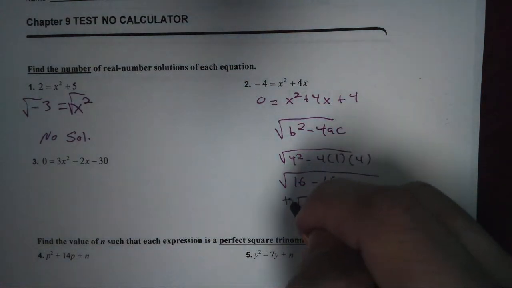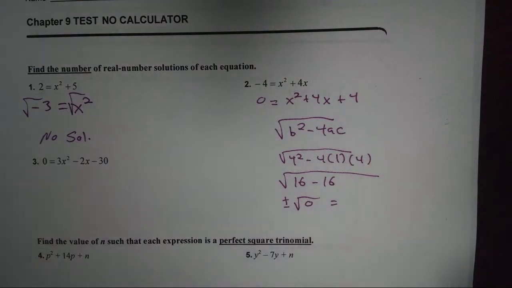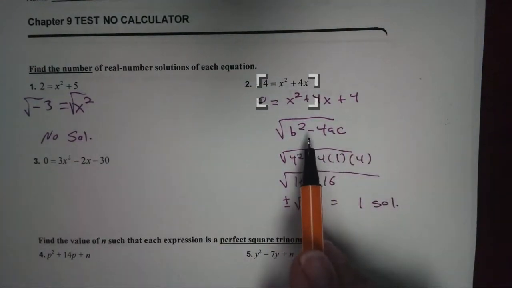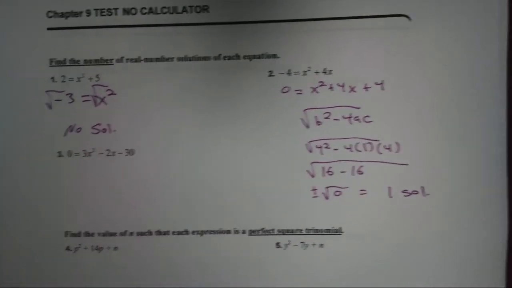Square root of 0, even though there's a plus minus, there's only one answer. There's no such thing as a positive 0 and a negative 0, so this is just one solution. Remember, this formula is the part from the quadratic. This is the square root part of it, which we call the discriminant.